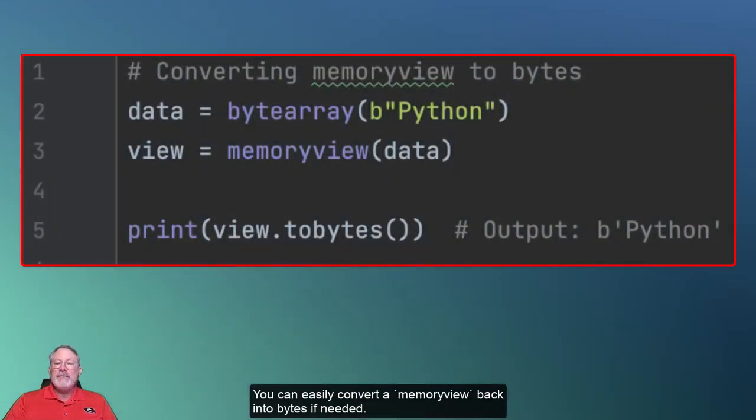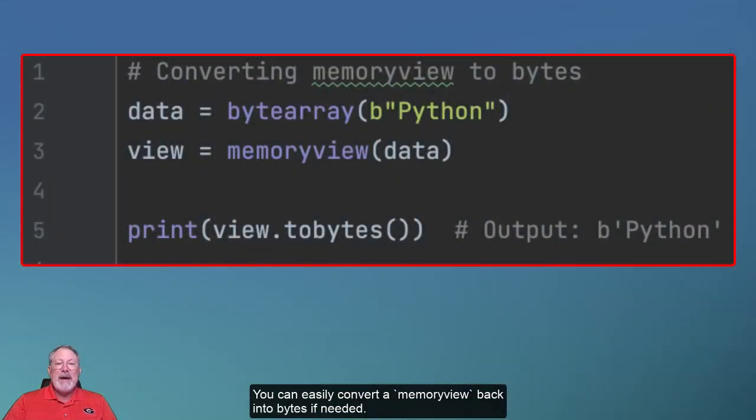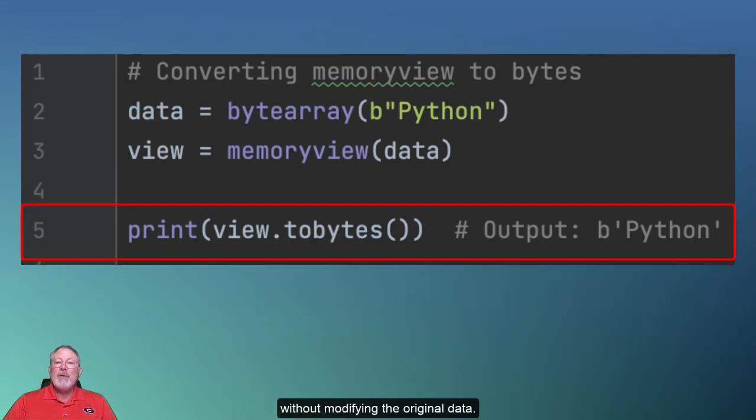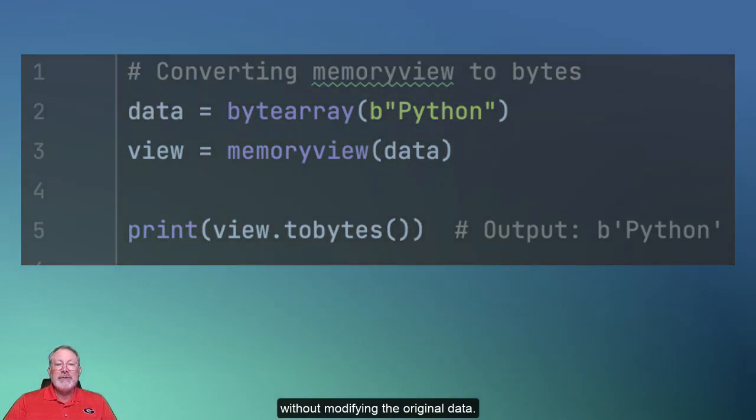You can easily convert a memoryview back into bytes if needed. The tobytes function here converts the memoryview back into a bytes object without modifying the original data.